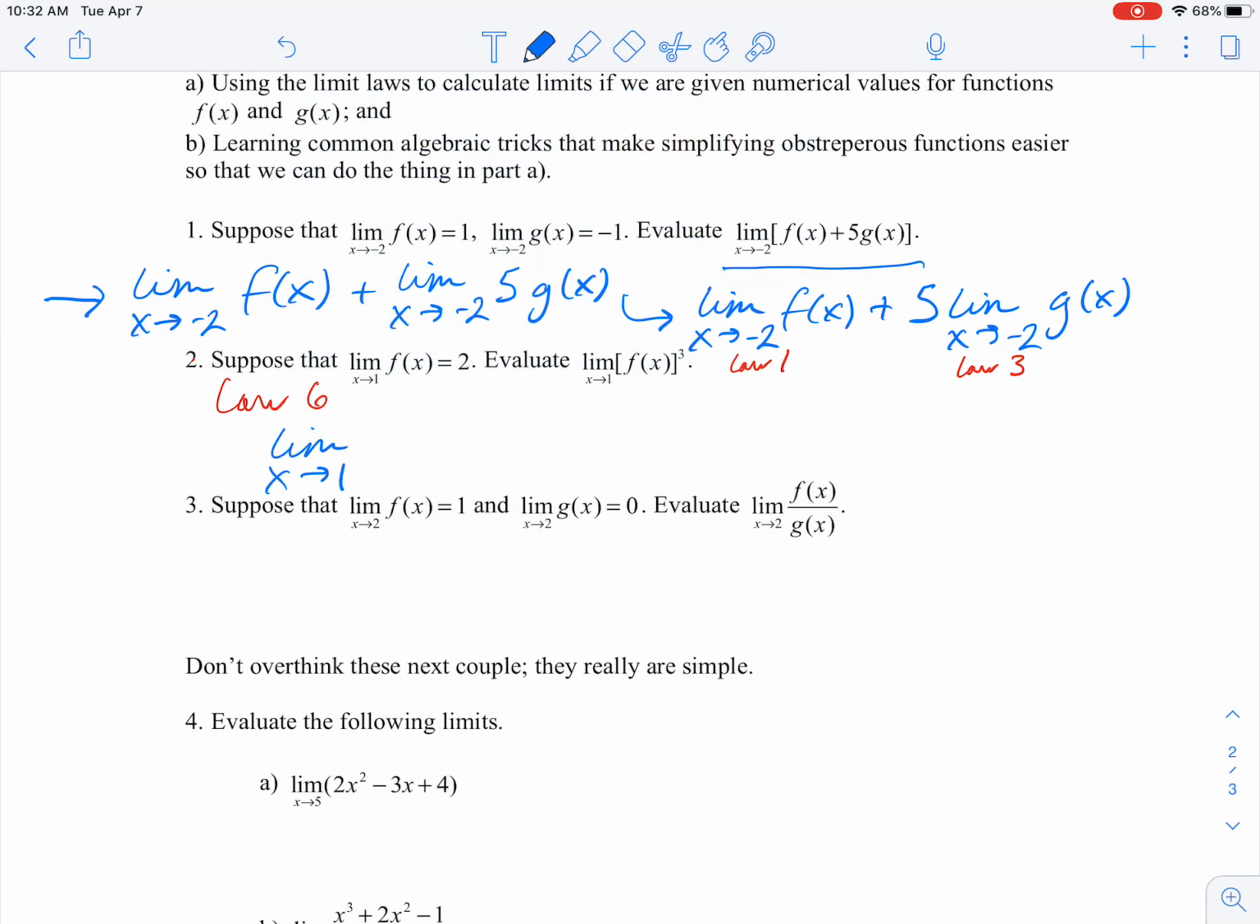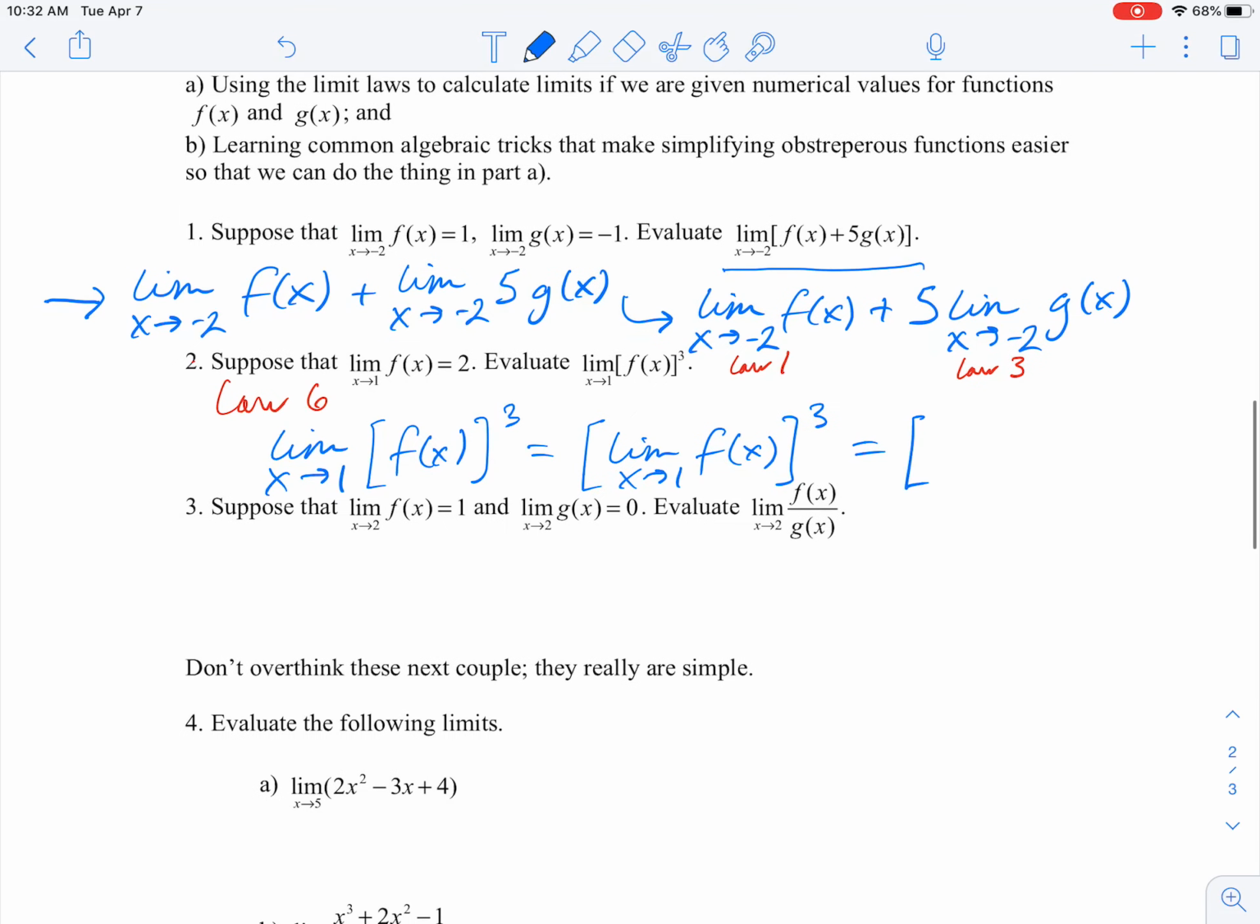What we're saying with law 6 is that the limit as x approaches 1 of f of x cubed is going to be equal to the limit as x approaches 1 of f of x with the whole thing cubed. And that is easy because we know that that's 2. Limit as x approaches 1 of f of x is 2. So our final answer here is 8.